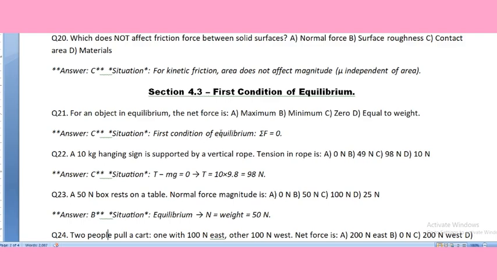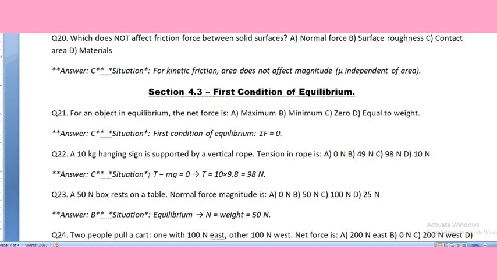When we relate this to an object in equilibrium, the first condition of equilibrium says the sum of all forces acting on the object is equal to 0. For example, in 3 dimensions, the total force on the x-axis, the total force on the y-axis, and the total force on the z-axis are equal to 0. Due to this, the object is in equilibrium. So the correct answer is C, the first condition of equilibrium. In equilibrium, the net force is equal to 0.